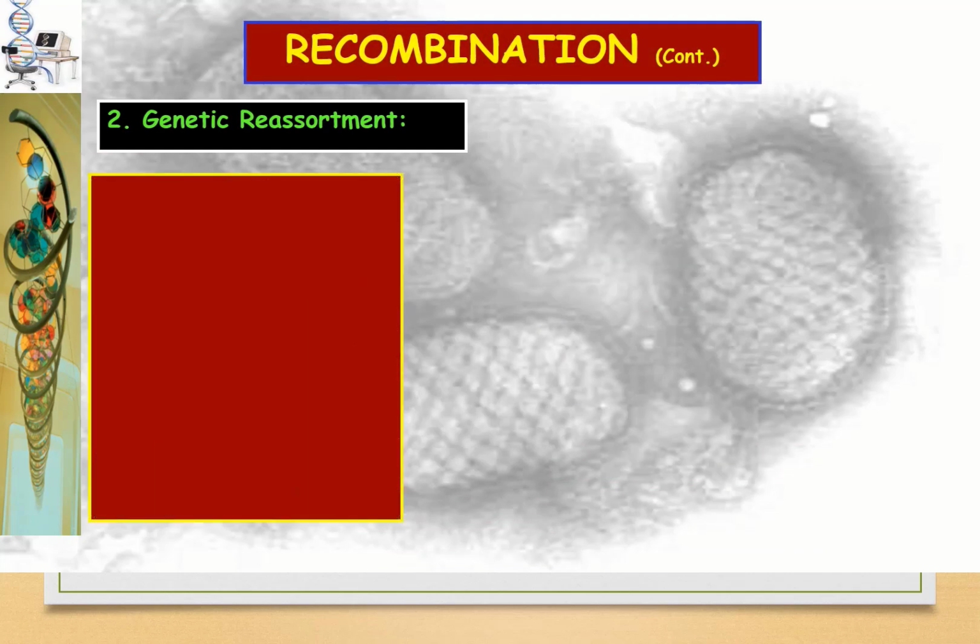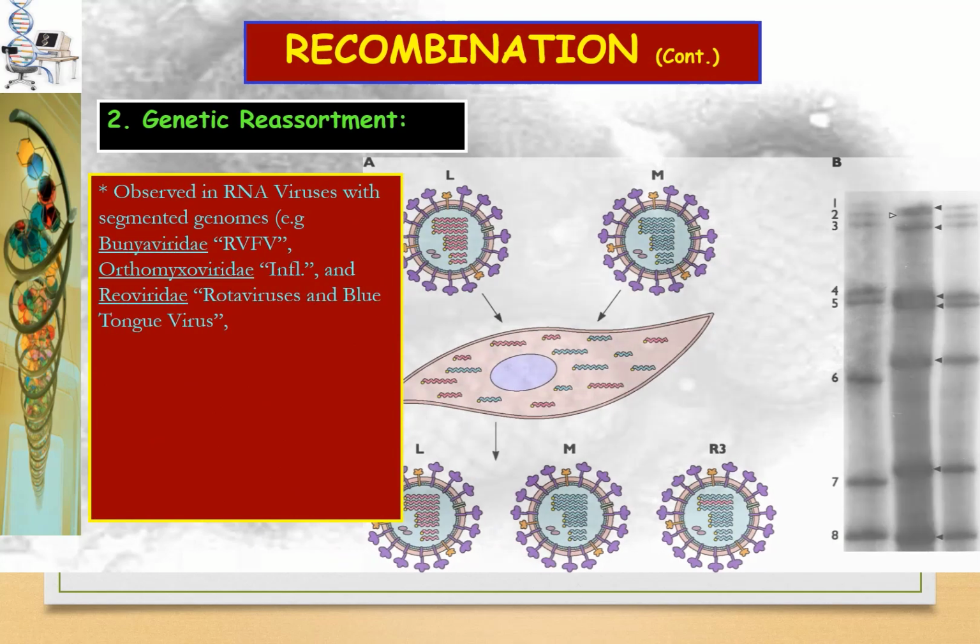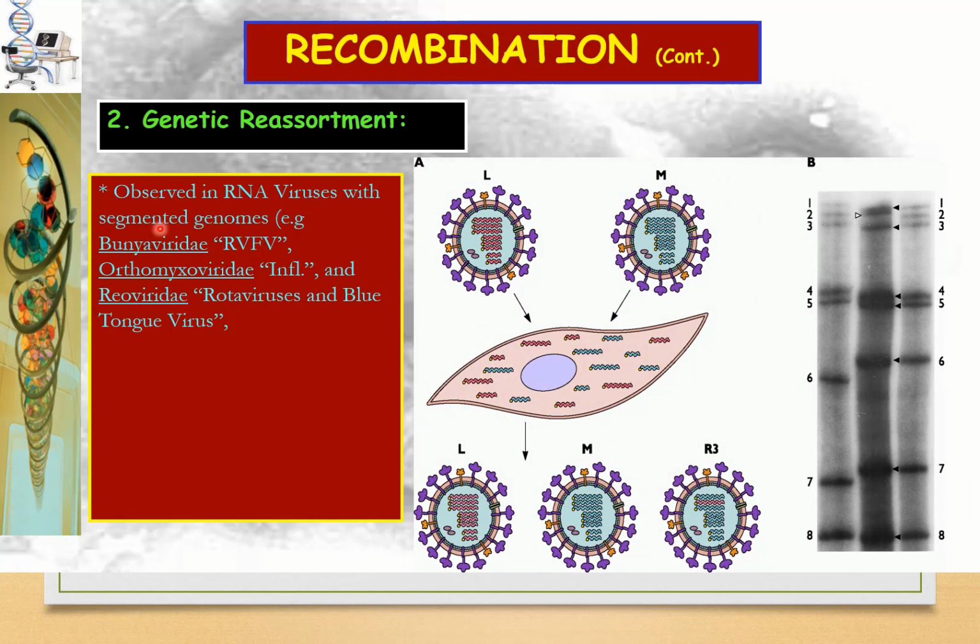Recombination, genetic reassortment. Observed in RNA viruses with segmented genome, such as bunyaviruses, Rift Valley fever, orbiviruses, bluetongue, and influenza virus. Exchange of segments may occur when cells are infected simultaneously with two related viruses.